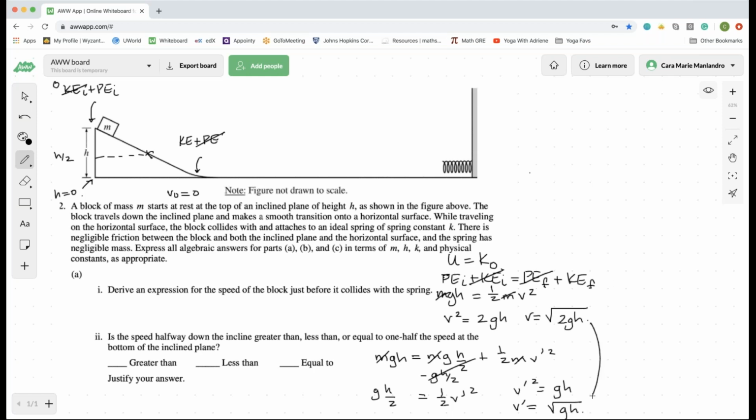All right, and then we have to compare, and this is off by a factor of square root of 2. All right, does everybody buy that? All right, and so square root of 2 is about 1.4. So the speed should be greater than half. Does that make sense?